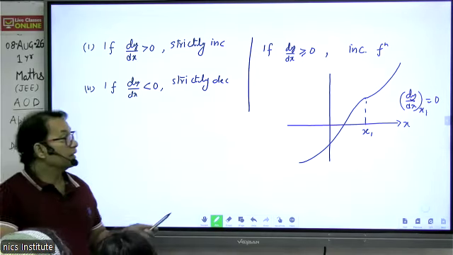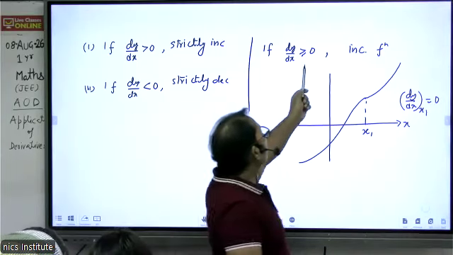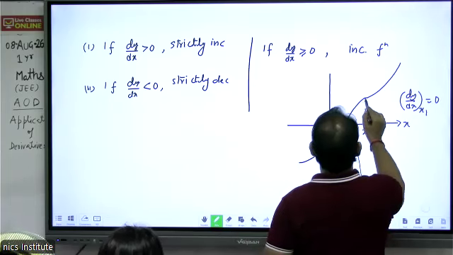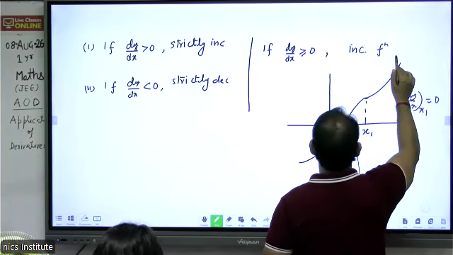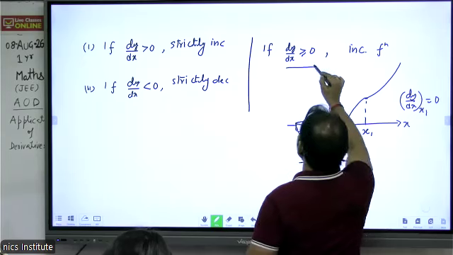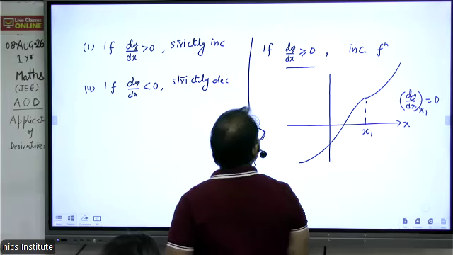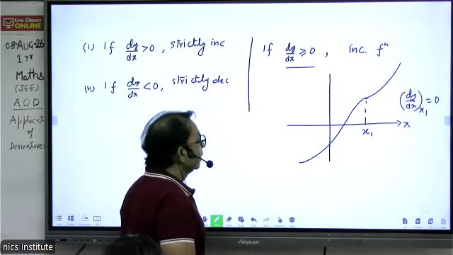So I can't say that the derivative is always greater than 0. It is positive, like here to here is positive, then it becomes 0, and then again positive. So dy by dx is greater than or equal to 0. Like I'll give an example.